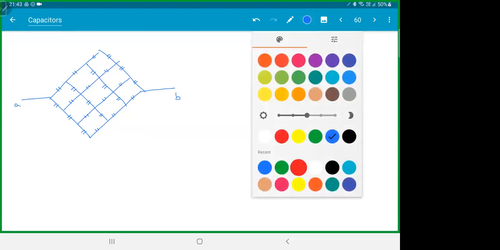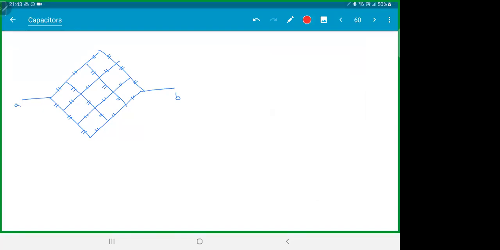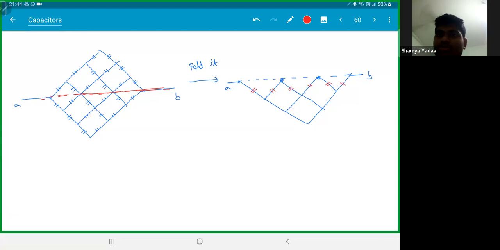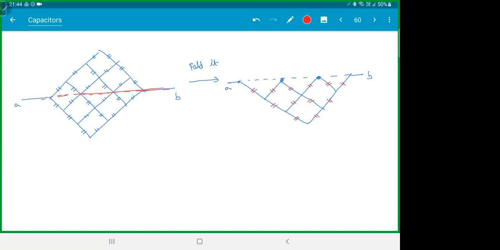So, first thing, you can open up the nodes or you can just fold them. So this is your axial symmetry. When you fold this, it looks like this, no? This was A and this was B. And what happened to all the capacitors? Double. Everyone became double, right? 2C, all doubled basically.